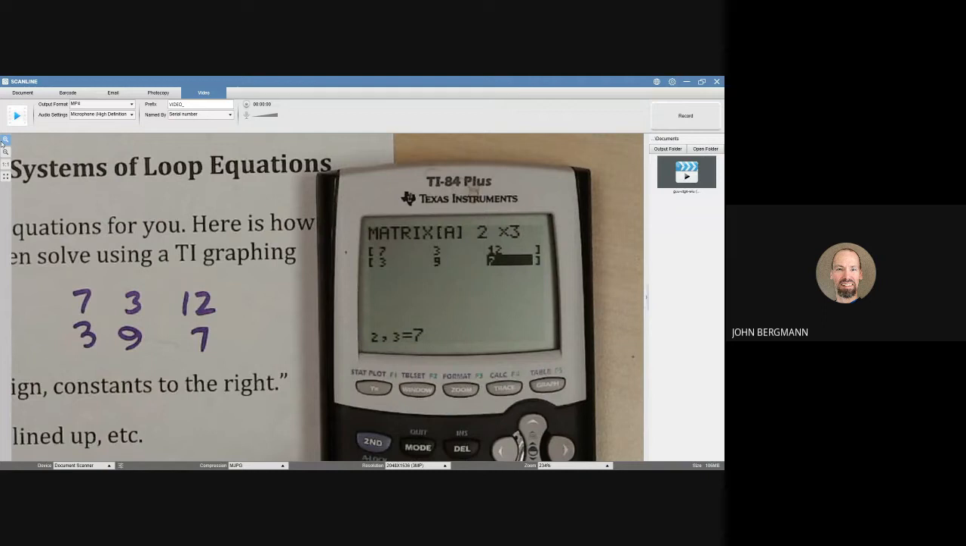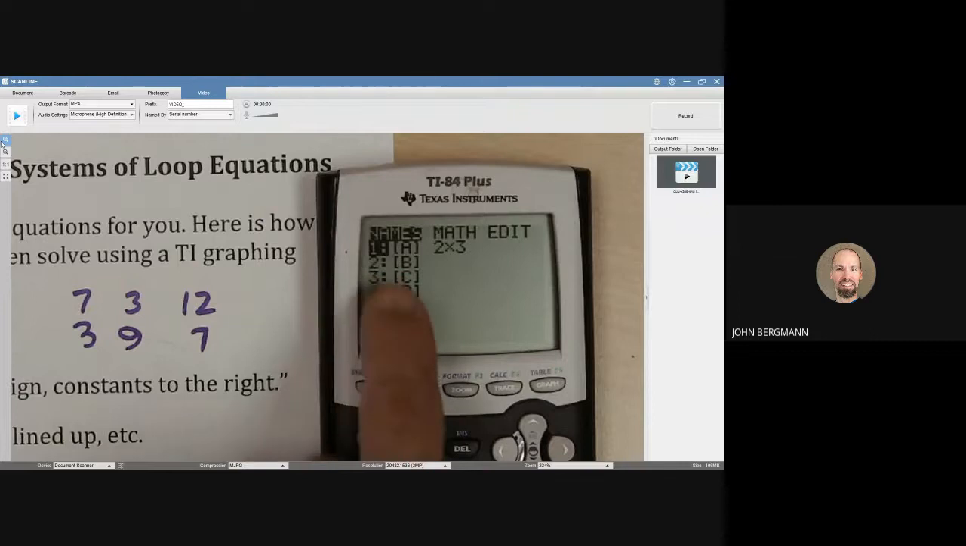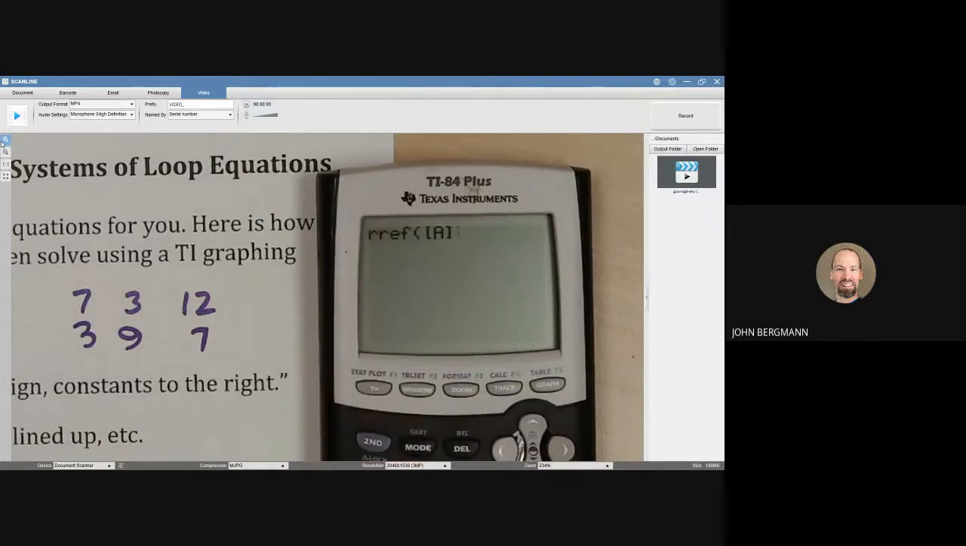All right, let's quit. Now we go back into matrix. We're going to go over to math, and we're going to toggle down quite a ways until we get to RREF. Boom, right there, RREF. Now we'll hit enter. Now we need to tell it to put matrix A in there. So we're going to go second matrix and just hit enter. There, it has put matrix A in there. Now we're going to hit enter one more time. There we go. These are the answers that we get.